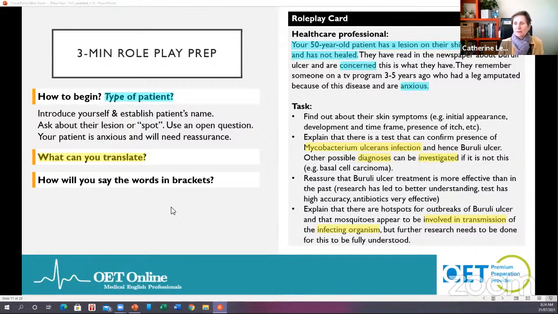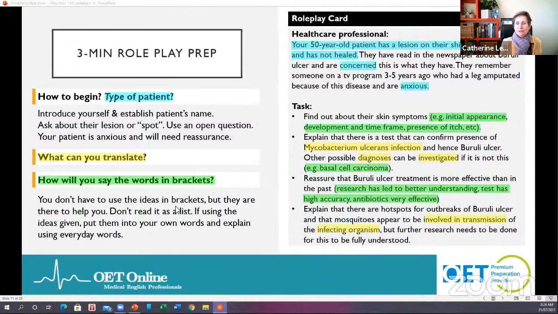The other thing that's important in this preparation time is think about how you will say the words that are in brackets on the card. I find that these words are often technical words. We're not going to read them out like a list. Try to paraphrase, put them into your own words.